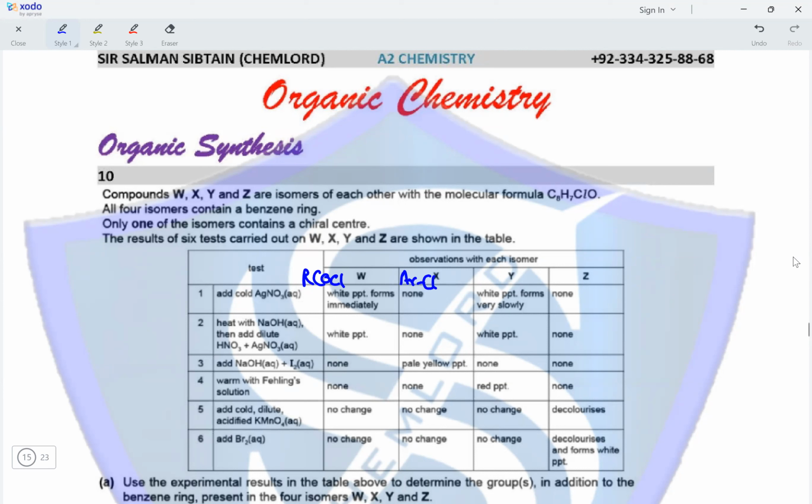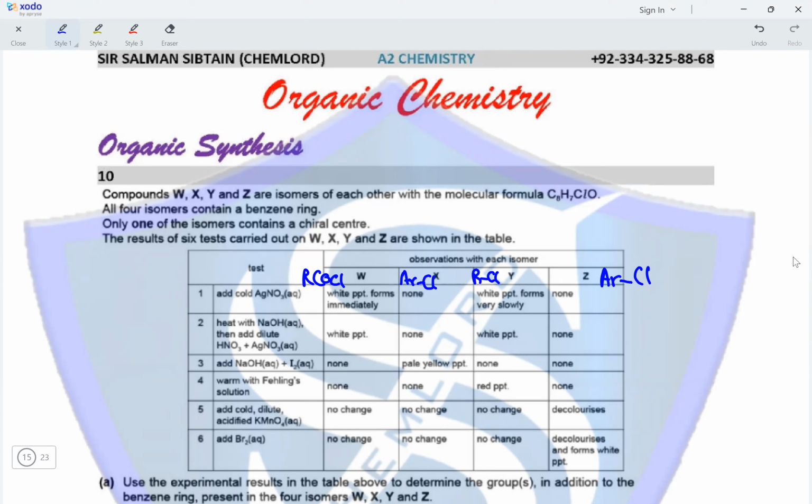White precipitate forms very slowly. So this is chloroalkane, because chloroalkane will release chlorine but slowly. And no reaction with Z would mean that this is an aryl chloride. That means the chlorine is on the benzene ring. So this is the information we have obtained from test 1.